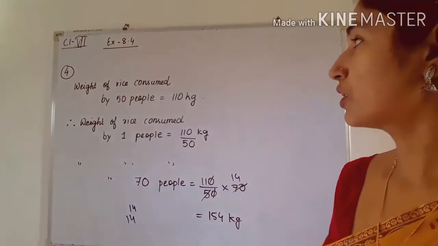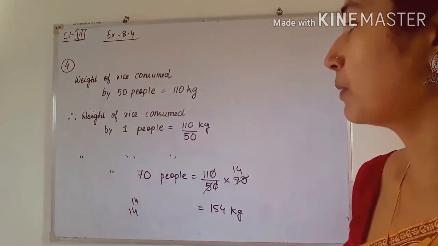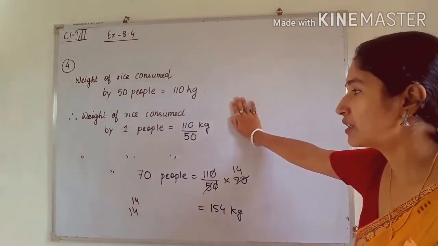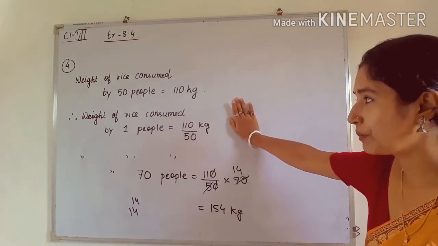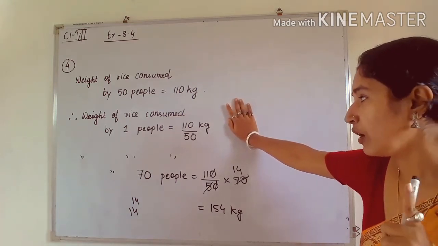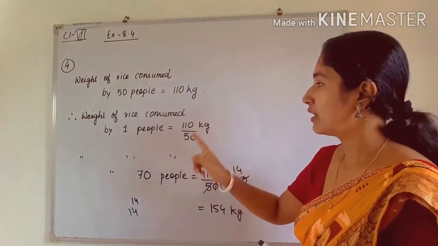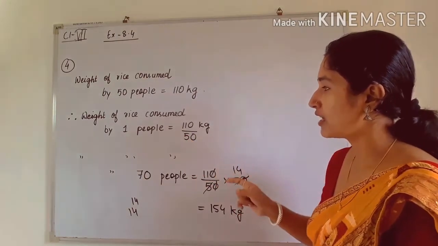So see the next question. Question number 4: the weight of rice consumed by 50 people is 110 kg. It is given in the question. So we can easily find the weight of rice consumed by 1 person. For 1 we have to divide 110 kg by 50. So next, again you have to write, therefore weight of the rice consumed by 70 people.